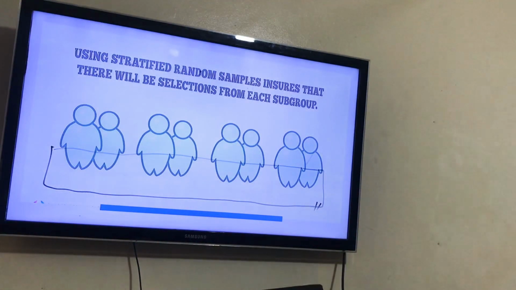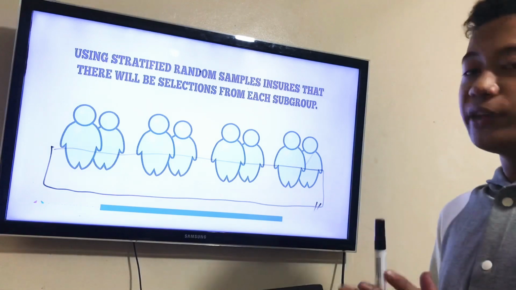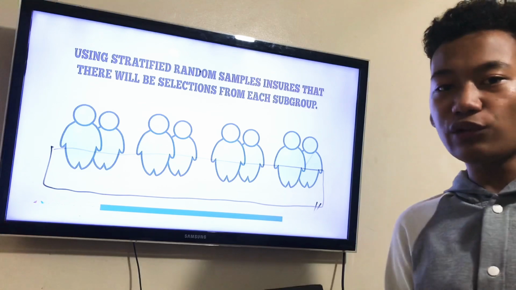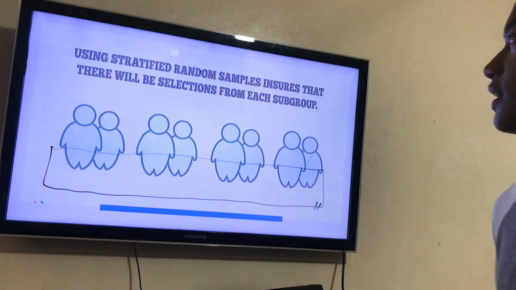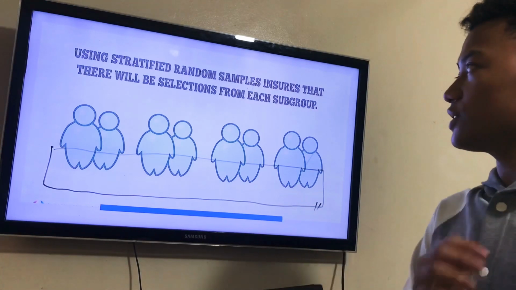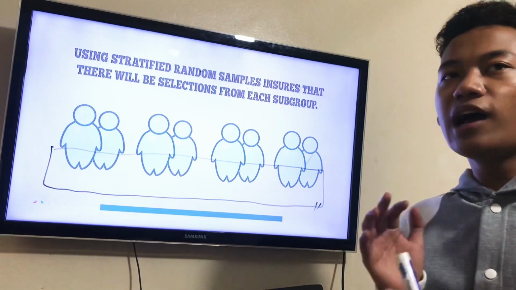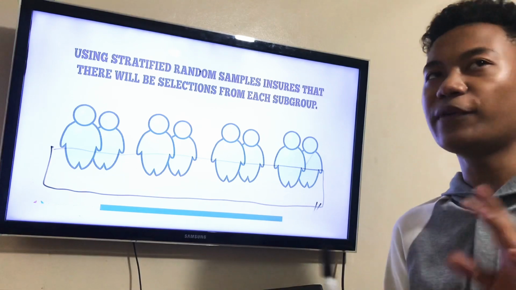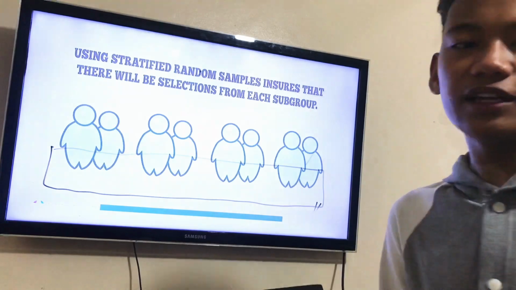So using stratified random samples ensures that there will be selection from each subgroup, just like what I've said earlier. Otherwise, if there is a subgroup that is not selected, that subgroup characteristic would not be included in the final analysis sample. So it is critical that we use stratified random samples because it is precise and it ensures us that there will be a characteristic from different strata, and so that our final stratified sample is precise and reliable.